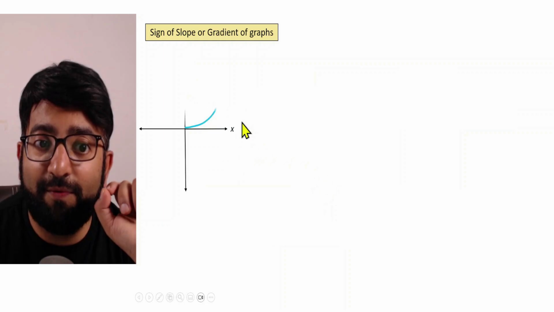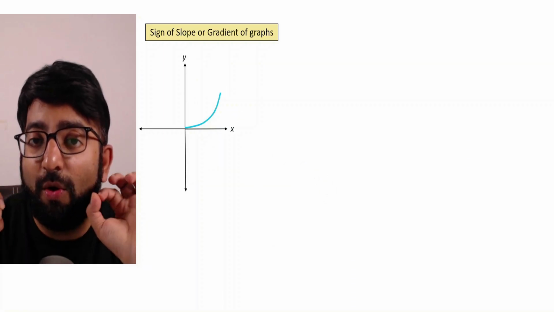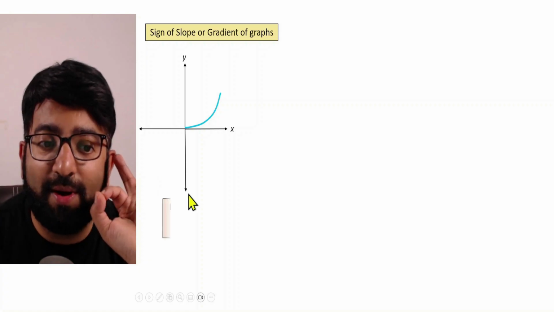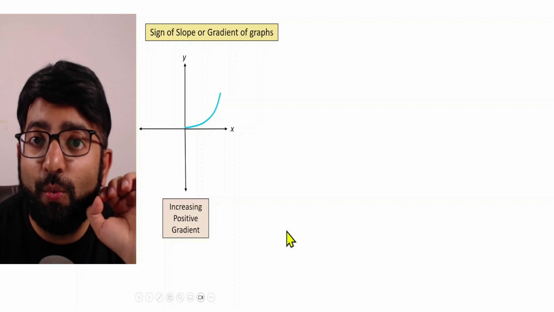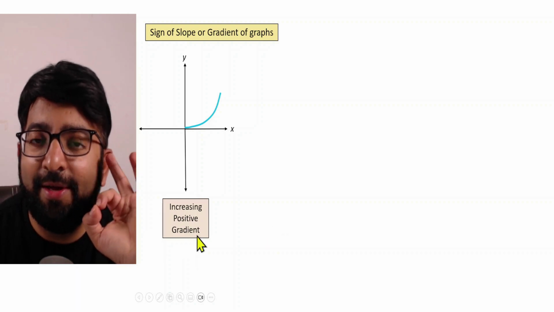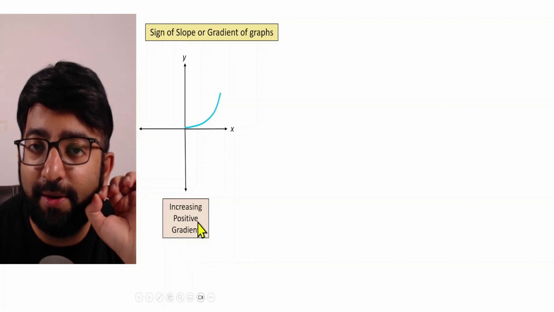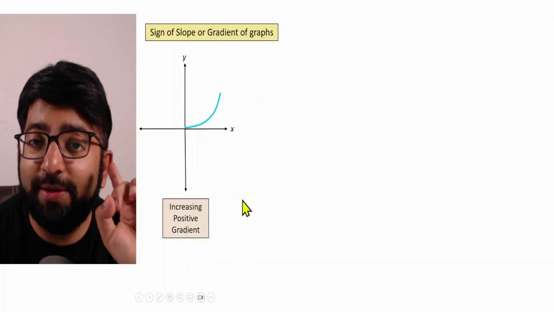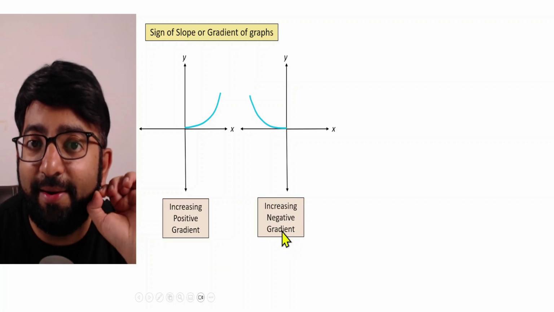Now, let us summarize what we have discussed so far. If the graph looks like this, a sloping up graph, in the exam scenario, all you need to remember is this graph has an increasing positive gradient. In the exam, please do not waste time figuring out is it increasing, is it positive, or is it negative. Just remember the shortcut. If the graph looks like this, then the gradient is increasing and positive. But on the other hand, if the graph looks like this, then the gradient is increasing and negative.